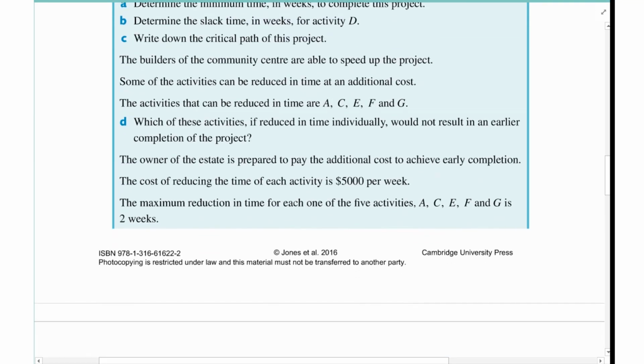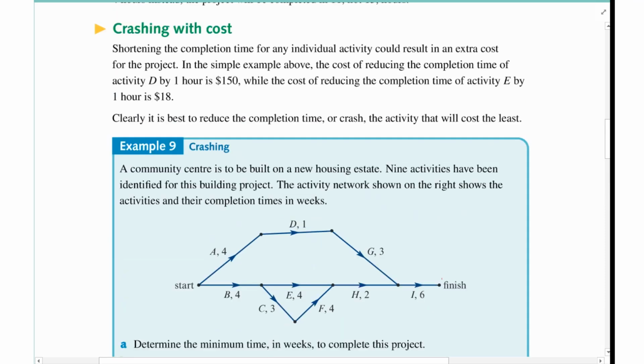All right, the key part here is the builders of the community centre are able to speed up the project. Some of the activities can be reduced in time at an additional cost. So generally, you want to put more people on, and it's going to cost more money. I can change activities A, C, E, F, and G. Which of those activities, if reduced in time individually, would not result in an earlier completion of the project? So you have to start to look at what impacts what part of the network can change and what can't change to speed something up.